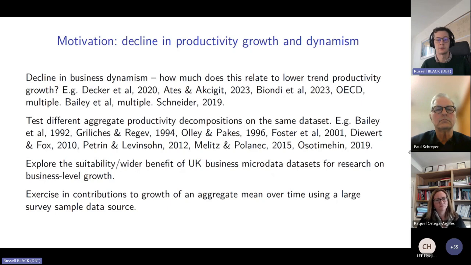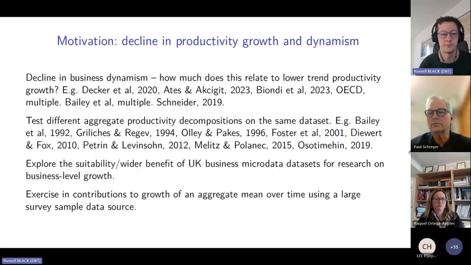These are a large number of the papers, and we will show you the results using at least some of these formulae. The wider motivation, the two bullet points at the bottom: it's a useful exercise in using commonly used UK microdata sources, to show how these can be used and how good they are for different questions. We'll talk a bit about that.